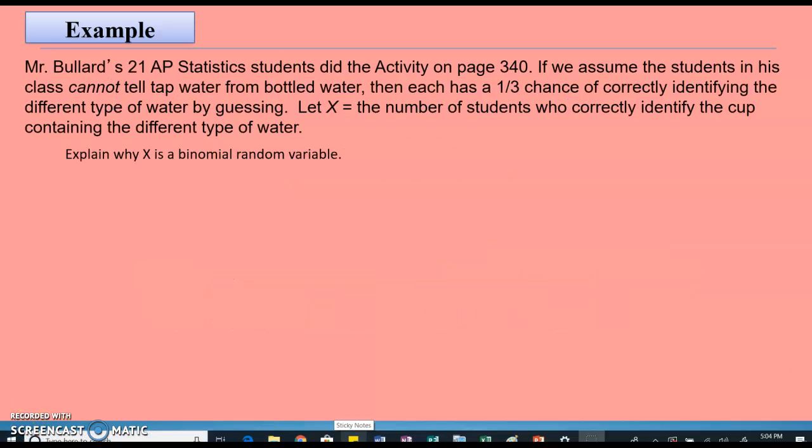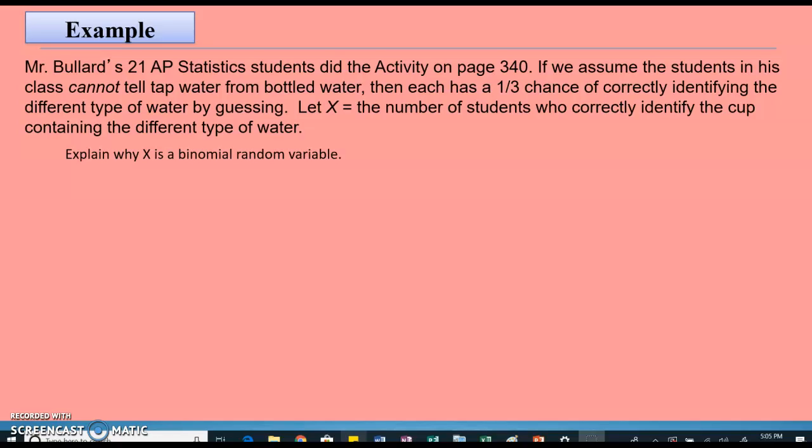Okay, so reading through the first example, we're talking about a stats class. They're talking about an activity on page 340 in the textbook. If you want to look it up, you're more than welcome. Basically, it's about students being able to tell the difference between tap water and bottled water. Each of them has a 1/3 chance of correctly identifying the different type of water just by guessing. X is going to represent our number of students who correctly identify the cup containing the different type of water.